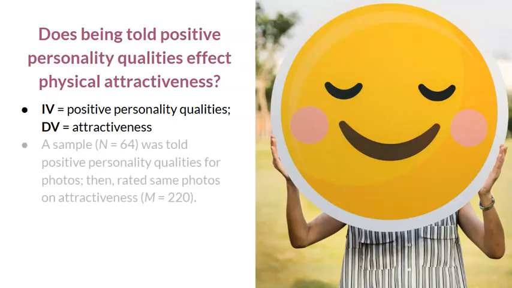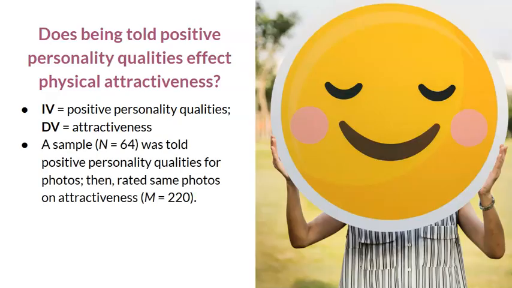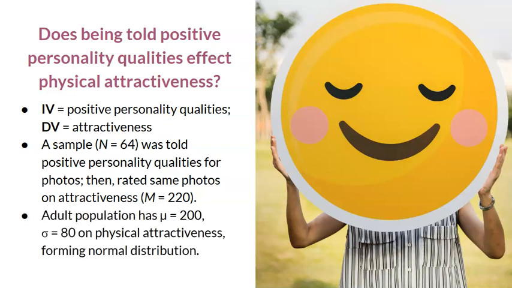In this research study, a sample was told positive personality qualities while looking at photos of individuals. The sample was then asked to rate those same photos on physical attractiveness. The general population has a physical attractiveness rating of mu equals 200 and sigma equals 80, which forms a normal distribution. I encourage you to pause the video here and try to do the 4 steps on your own first. Then resume the video to show the answers.